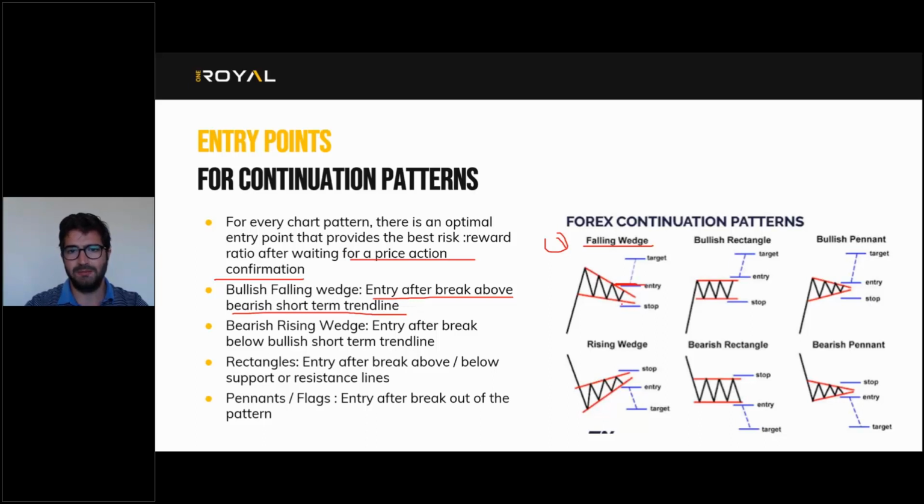If we're talking about this falling wedge, the better is to trade above the bearish trend line. A stop will be below the lower end of this wedge. Similarly, if we're talking about the pennant, you put your stop loss below the lower end of the pennant, entry above the breakout, or once we have a breakout above the bearish trend line.